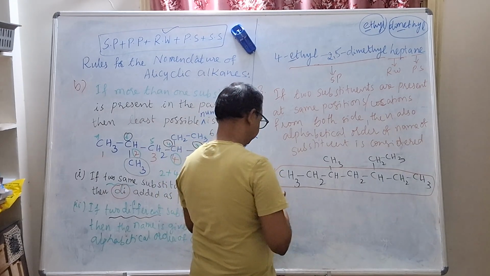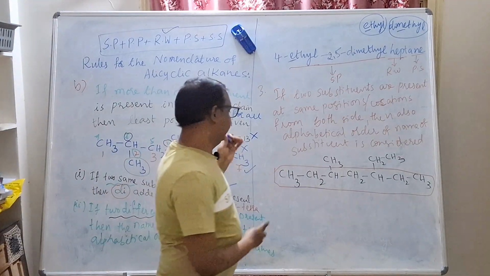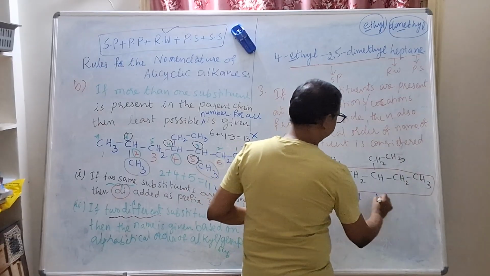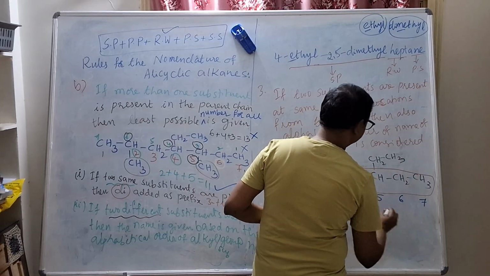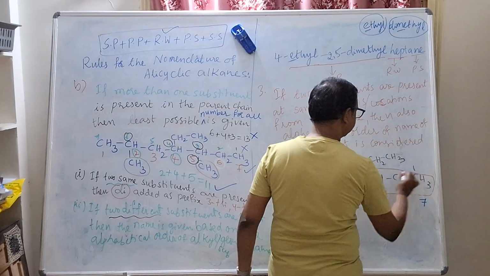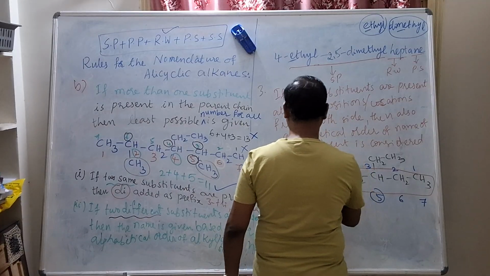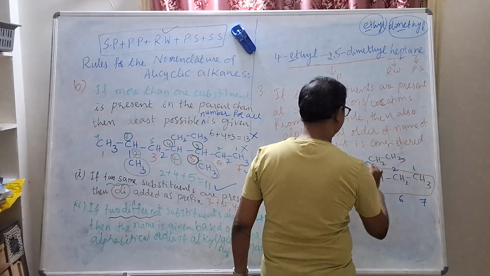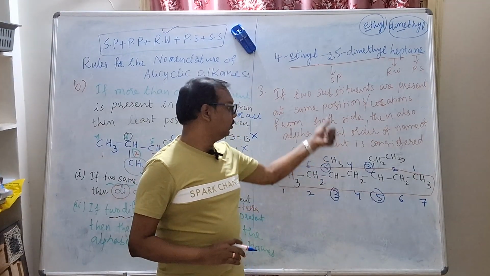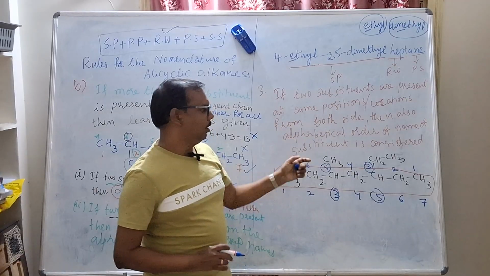Numbering will be given like this: 1, 2, 3, 4, 5, 6, 7. Here 5, here 3. Here also, if you give from right to left, 1, 2, 3, 4, 5, 6, 7, here also 3, 5. Positions are same. That means the lowest sum is the same if the substituents are present at the same positions from both sides.